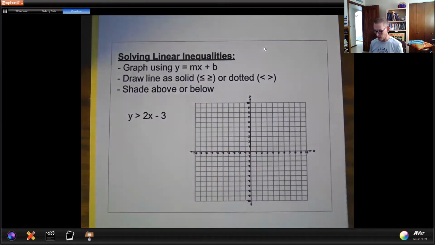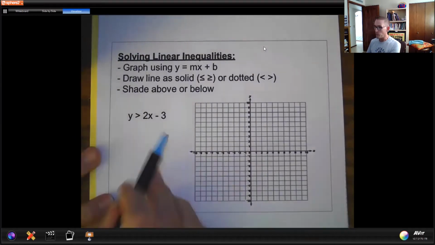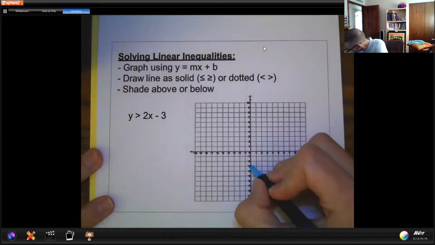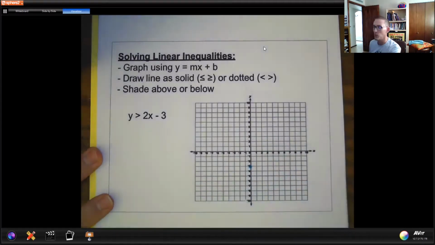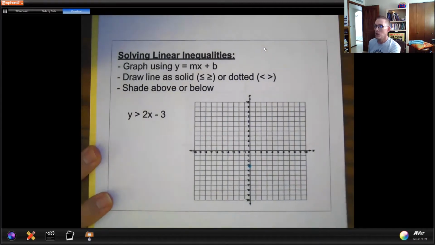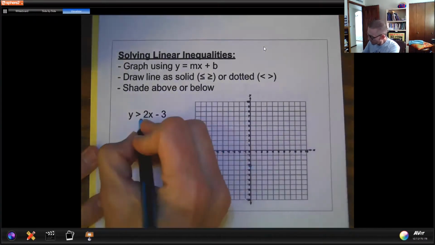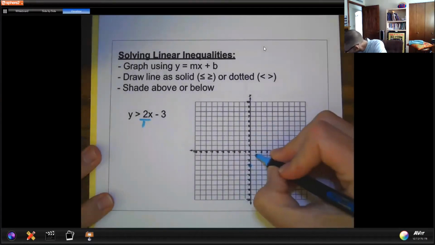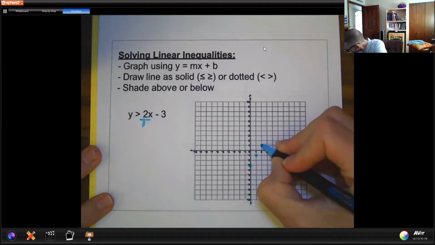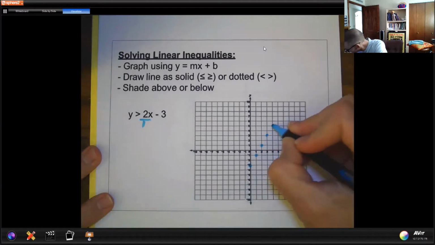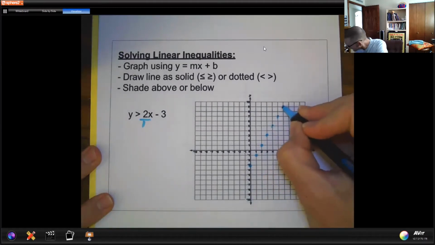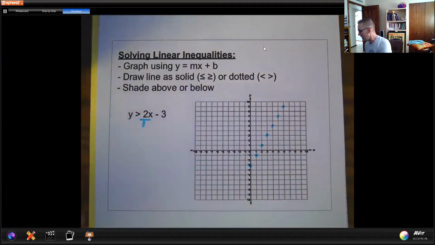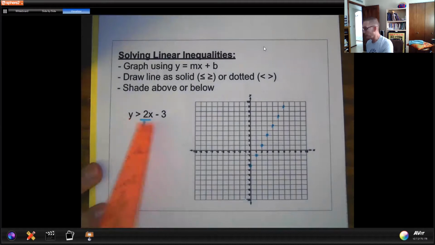So I'm going to use my shortcut for mx plus b. My first point is going to be at -3 on the y-axis. I'm going to put a dot right there at -3 on the y-axis. The slope is 2 over 1. So from here, I'm going to rise 2, run 1. Rise 2, run 1. Now remember, when I draw this line, it is a dotted line because it was simply greater than.